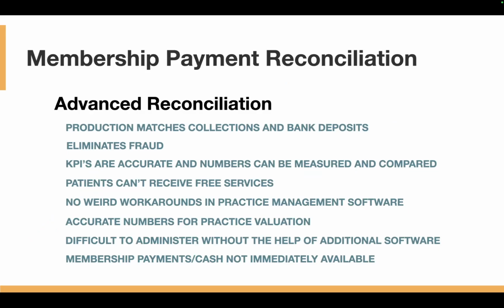So when you're running it this way, everything matches, it eliminates fraud, all your numbers are accurate. Patients can't receive services because there's going to be an outstanding claim. There's got to be money that matches it up. There's no weird workarounds in your practice management software because we're setting it up as an insurance plan and running it accordingly. There's a really strong standard operating procedure for the team and what they need to do. You have accurate numbers for practice valuation.